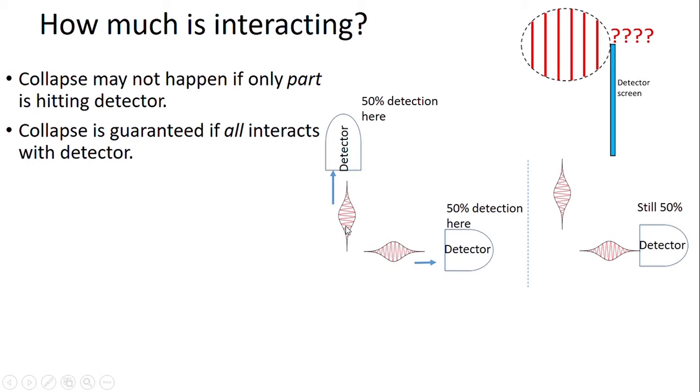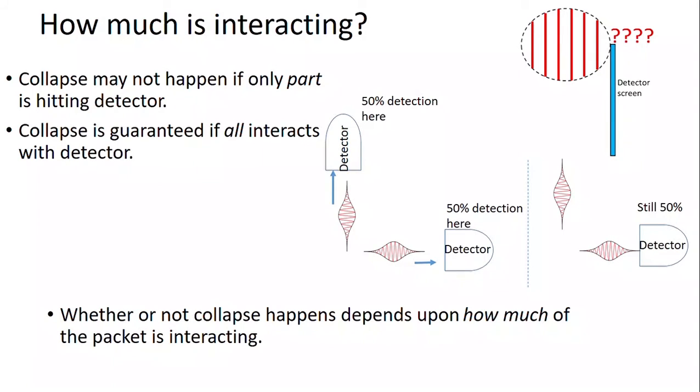So if you split a photon into two, and half the time you get a detection on this detector, and half the time you get a detection on this detector, what if you remove one of the detectors? Well, you still get 50% of the time detections over here. What this means is that if you fail to get a detection here, whatever is interacting with the detector has to disappear and presumably rejoin the other half of the photon at some point. So this is just a subtle point about the Born rule, but it's important to emphasize for what follows with the double slit experiment. So whether or not collapse happens depends on how much of the packet is interacting.